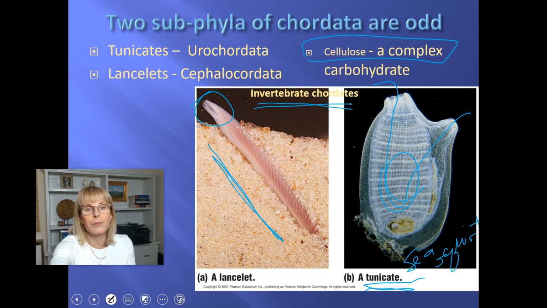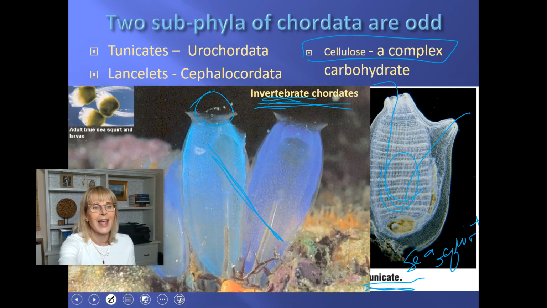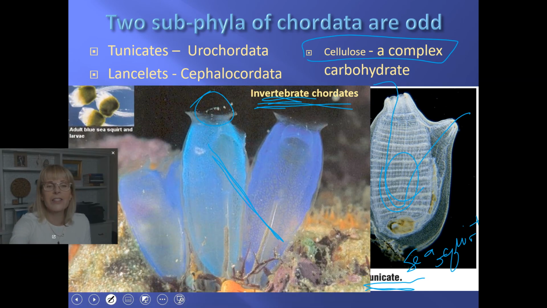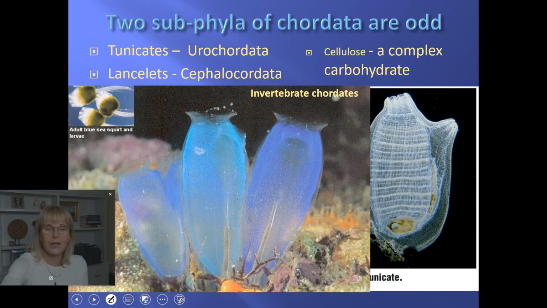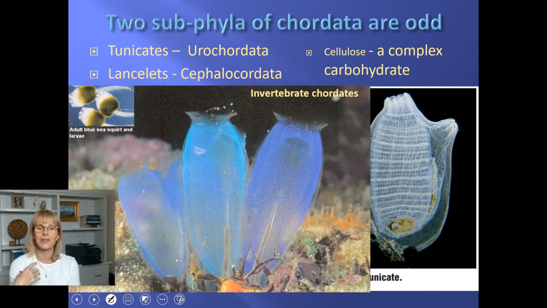These are chordates, but they are invertebrate chordates. Vertebrate would mean technically you've got vertebrae. These are invertebrate chordates, okay? And look at this. This is an adult blue sea squirt. They're kind of fluorescent, aren't they?